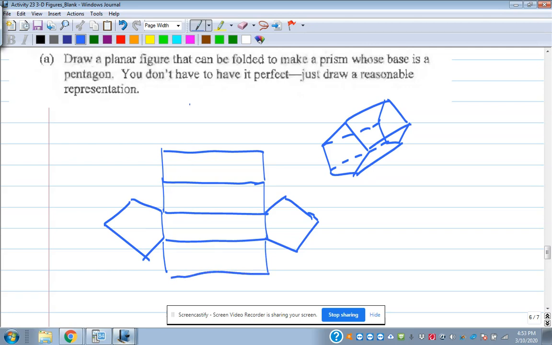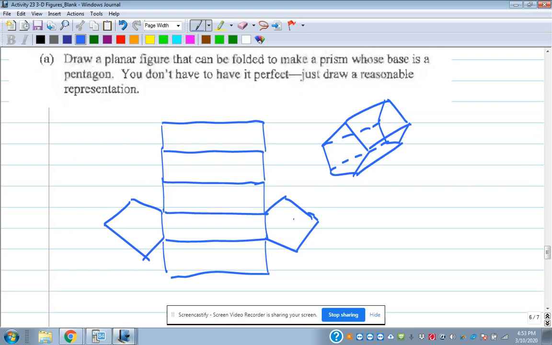And remember, how many faces should I have? 7, right? Currently, I have 1, 2, 3, 4, 5, 6. I need one more rectangle. Doesn't matter where you put it, whether you put it on top or bottom. 1, 2, 3, 4, 5, 6, 7 faces. I'm just showing that I'm counting that. You don't have to put numbers in them. But I would be able to fold that up and create that pentagonal prism.